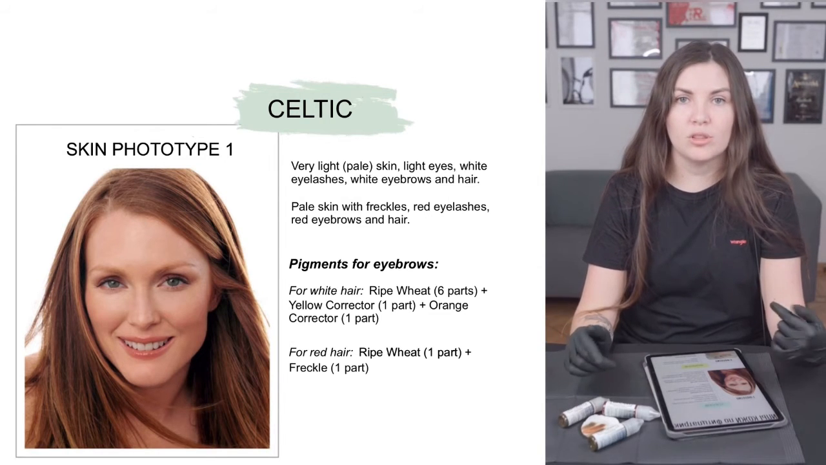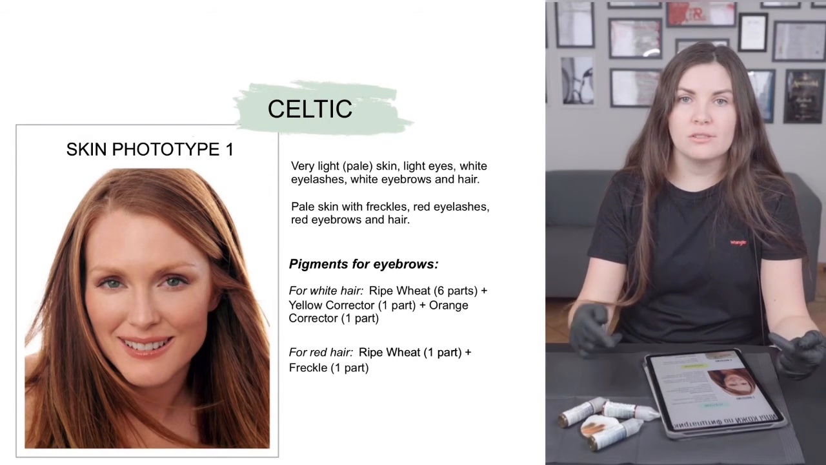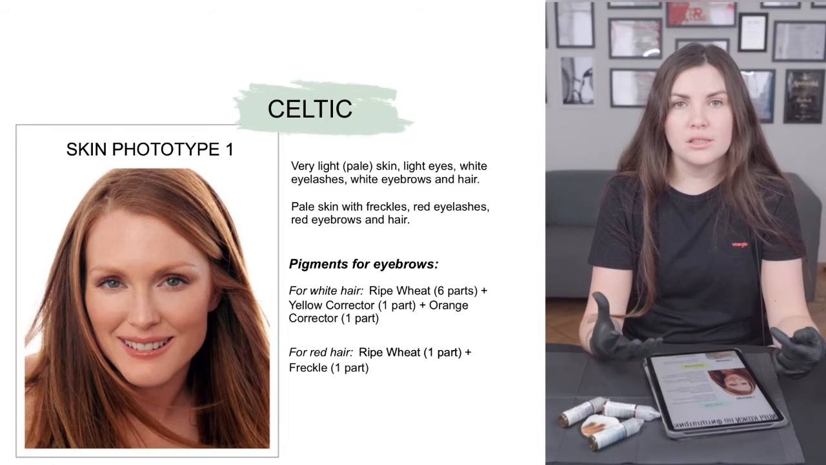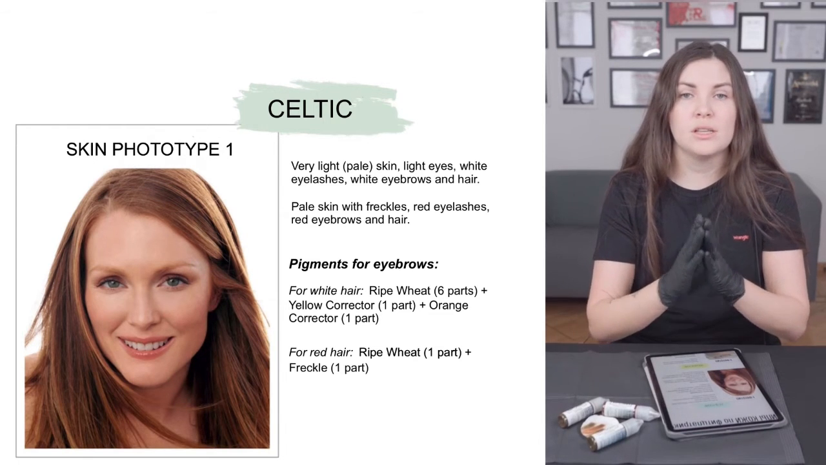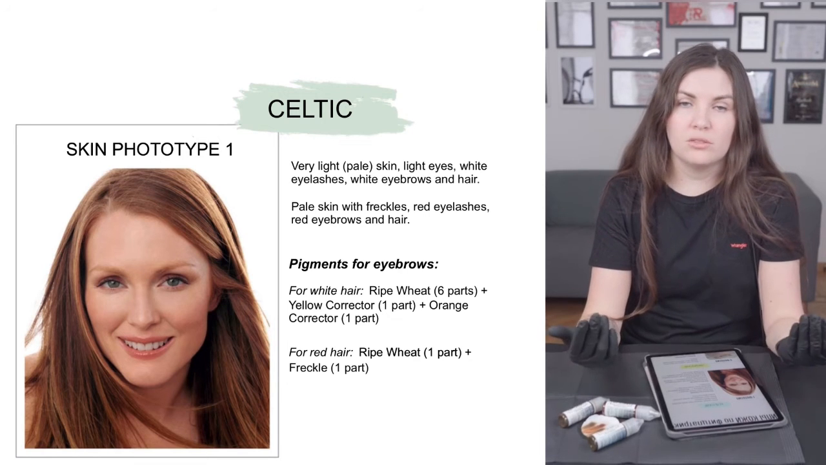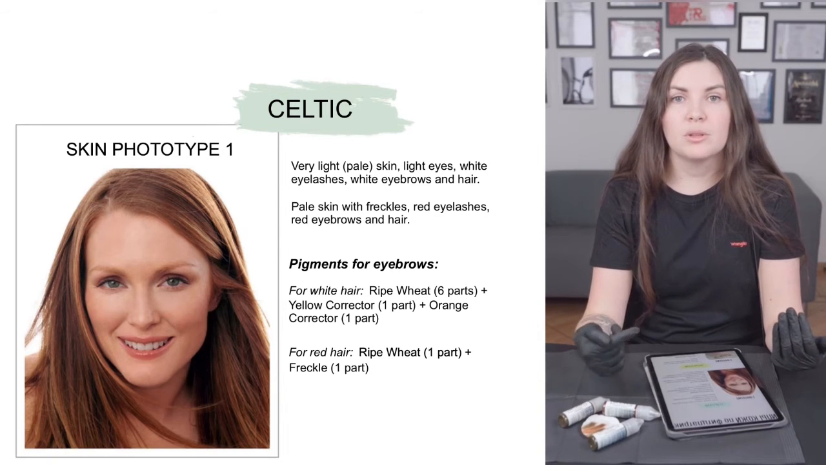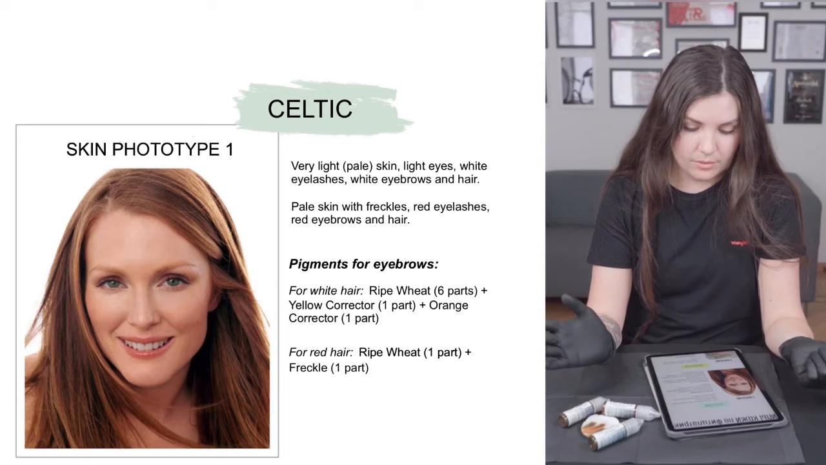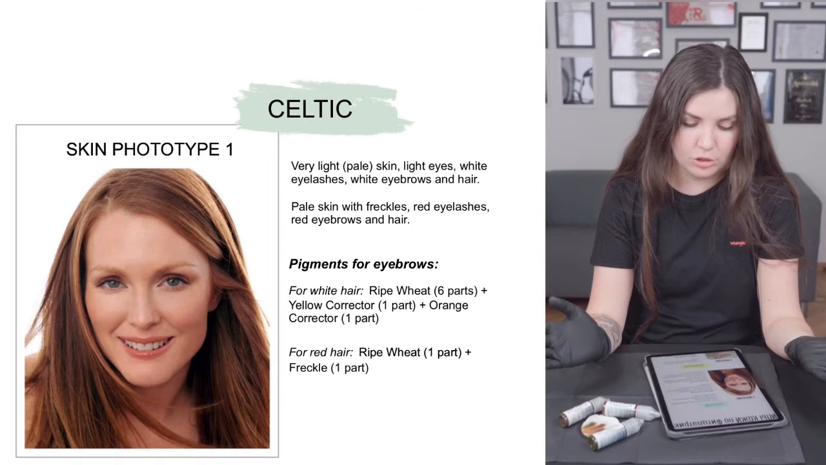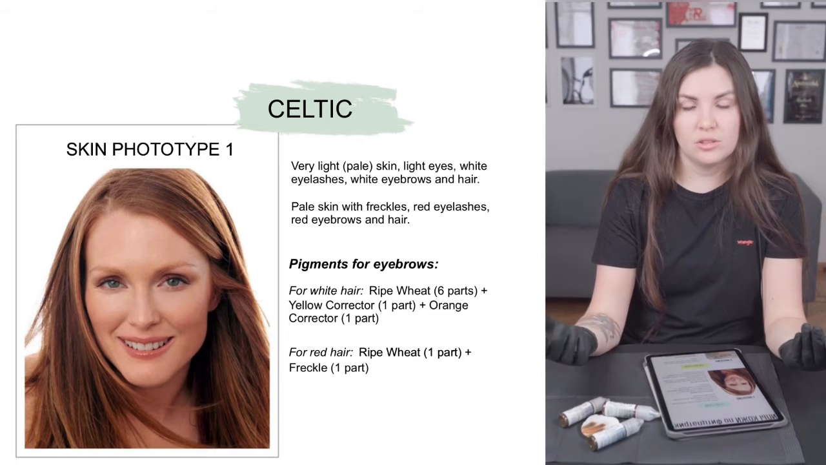Why? Because as we learned earlier, all people with freckles have a lot of red pheomelanin in their skin. What is red pheomelanin? That's pretty much a red pigment in the skin. So if we take a color with a red base for girls with freckles, then red plus red will give us too much red, and healed eyebrows will look purple. That's why it is always important to add a yellow corrector or use a light blonde color pigment with a yellow base. That's pretty much it about phototype 1. Just remember to use either a color with a yellow base or add yellow corrector.